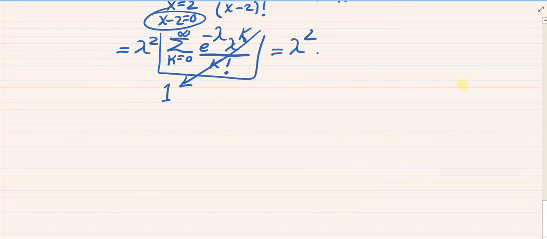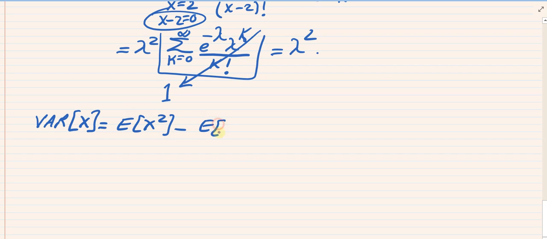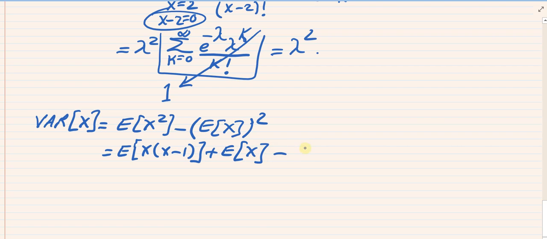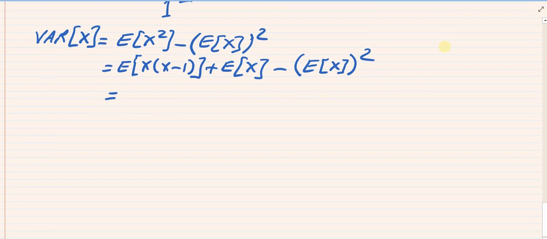Now we can actually find the variance. The variance of random variable x is going to be the expected value of x squared minus the expected value of x, quantity squared. Now the expected value of x squared is just the expected value of x times x minus 1 plus the expected value of x, minus the last term. Let me use brackets in this one, bracket and then parentheses squared. The expected value of x times x minus 1, we just derived that. That turned out to be lambda squared. The expected value of x, earlier we showed that's lambda, and then minus lambda squared. So you can now combine like terms, and that turns out to be lambda also.